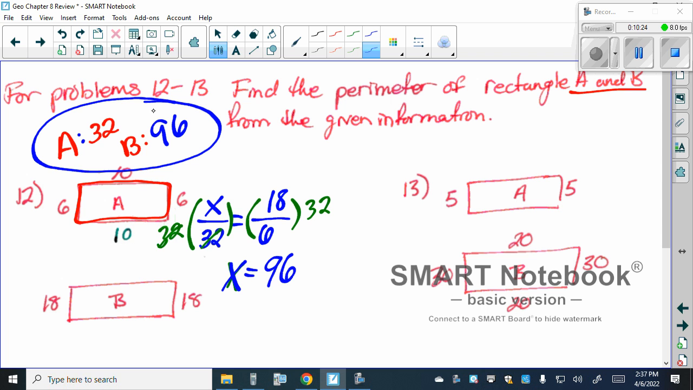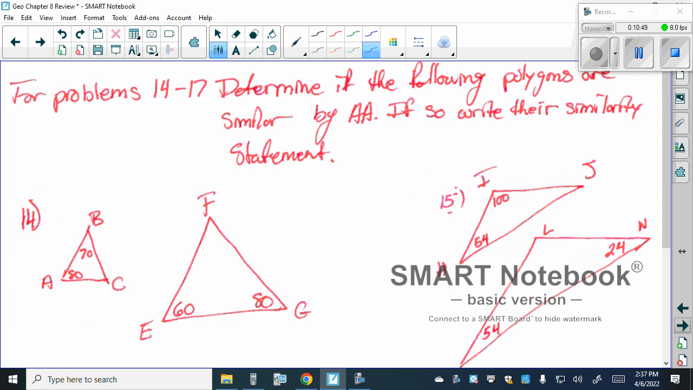Any other questions on 12 and 13? Okay. Are you ready for the next one? Determine if the following polygons are similar by angle. If so, write their similarity statement.